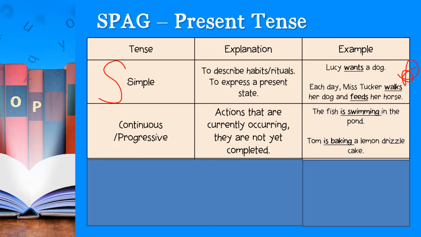So the fish is swimming in the pond. The fish is continuing to swim, otherwise it will sink or float. I don't know what happens to a fish if it stops swimming. Does it just stay there? This is something I will Google afterwards.